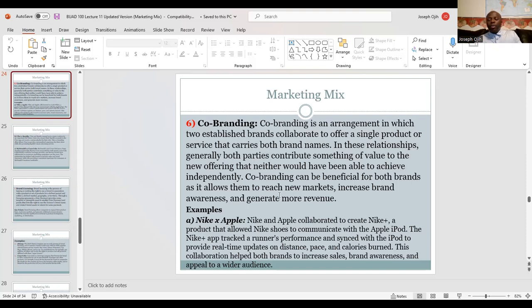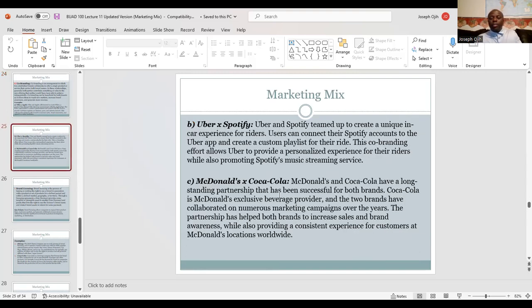I'll give you an example. Nike and Apple collaborated to create Nike Plus, which is a product that allows Nike shoes to communicate with the Apple iPod. And of course, it was one of the things that made the company grow. Then Spotify and Uber teamed up to create a unique in-car experience. That's another example of co-branding.